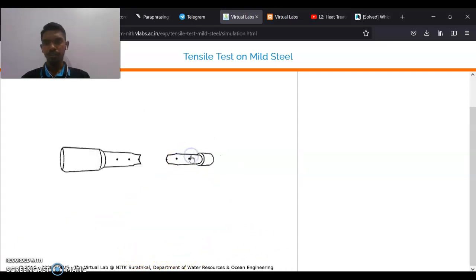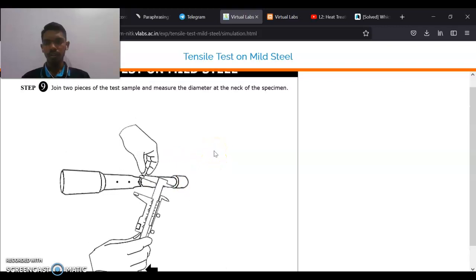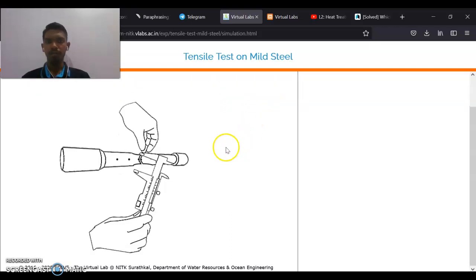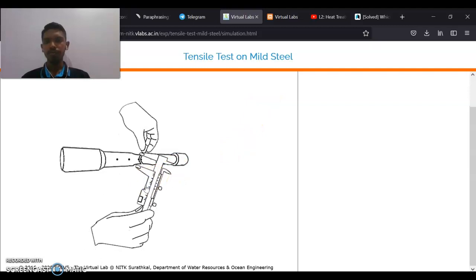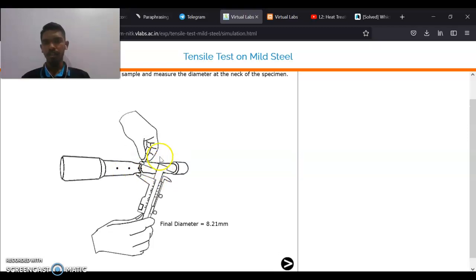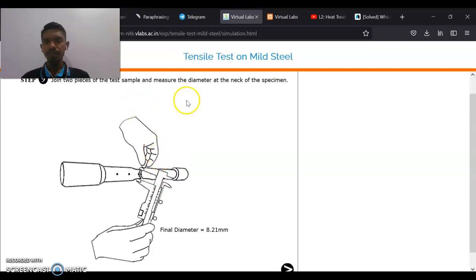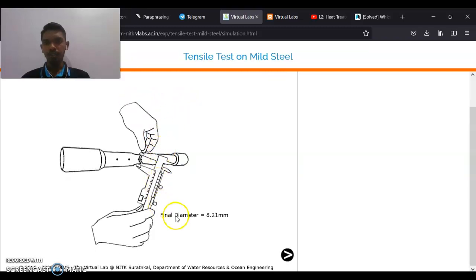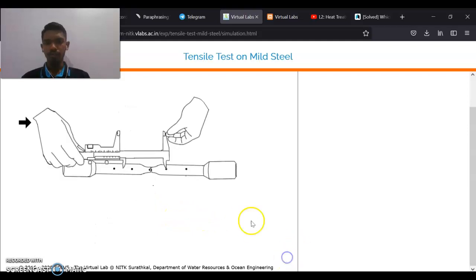So we have to connect the, for the step 9, join two pieces of the test sample and measure the diameter at the neck of the specimen. So we have to join the broken pieces into one, and then measure the diameter. So the final diameter now is 8.21.